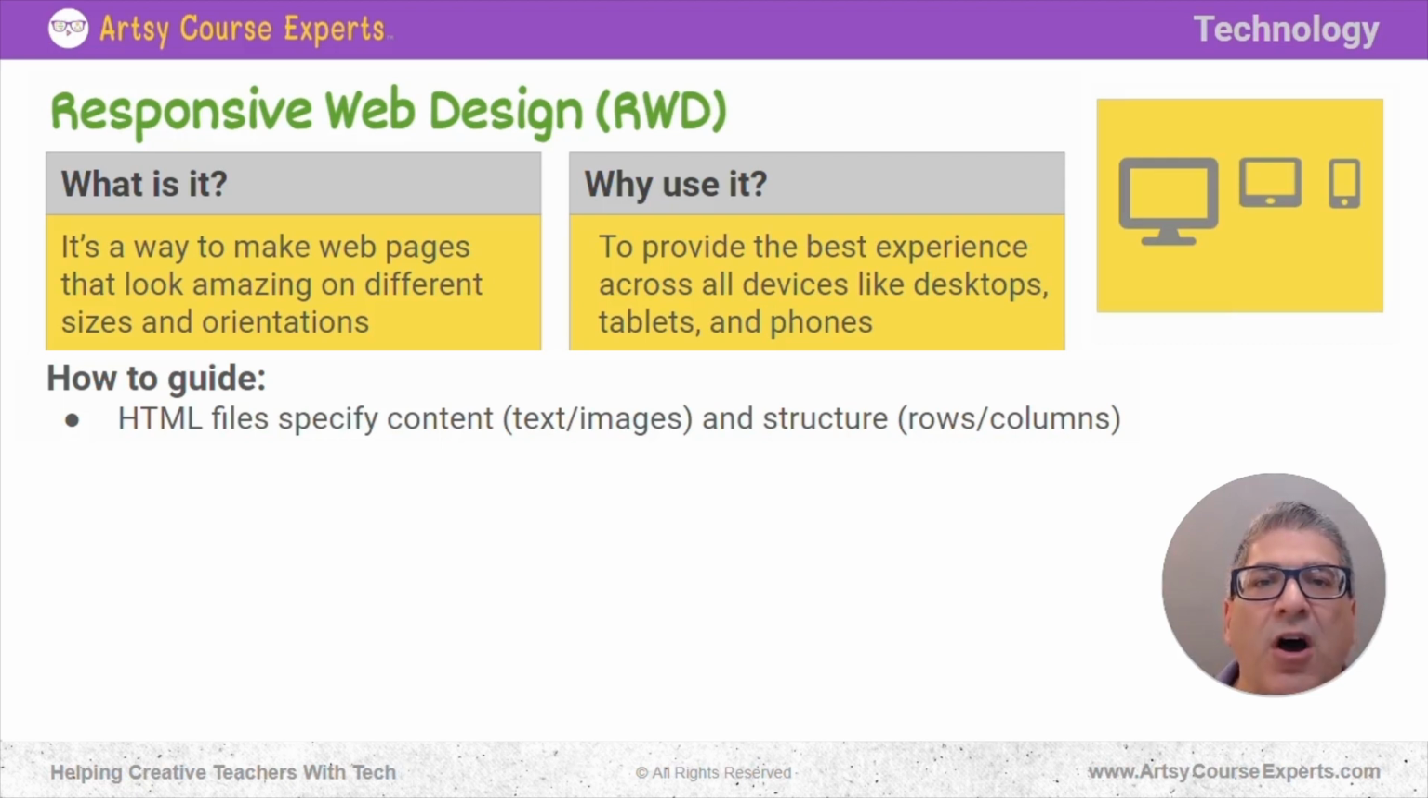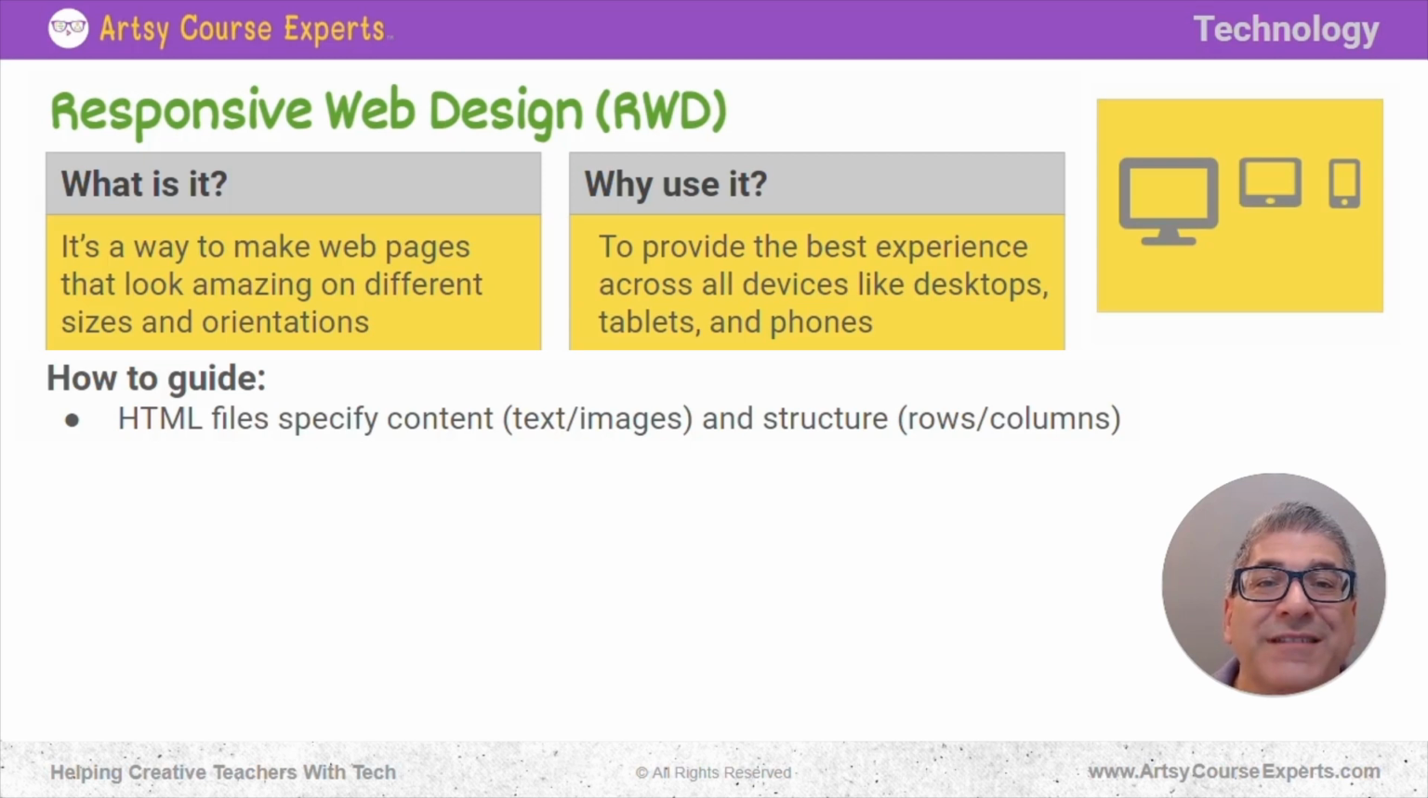For example, are you showing two columns or one column? How many rows are we talking about? Is there a header row, kind of a middle body, and a footer row? All those basic fundamentals, columns, rows, and the assets, the text, the images, the videos, those are all described by HTML.